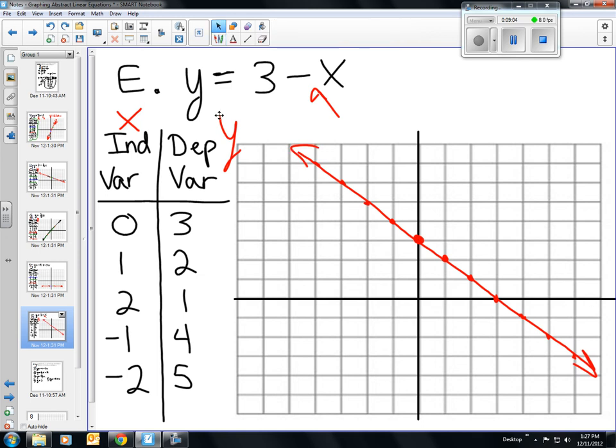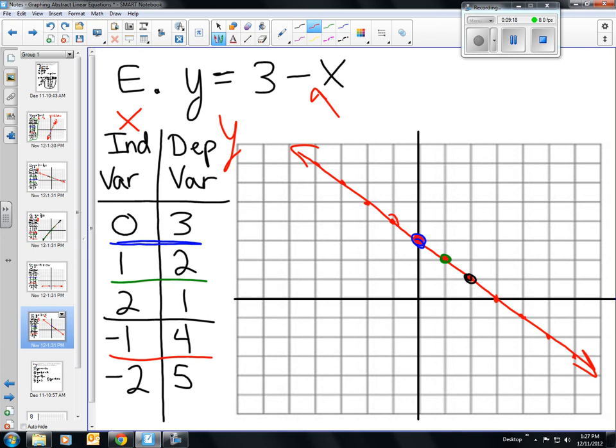And then, again, we can check some of our solutions in our chart with 0, 3 being this dot here, 1, 2 being this dot here, 2, 1 being this dot here, and then negative 1, 4 being this dot here, and then negative 2, 5 would be this dot here. So yeah, those all check out as solutions to the equation.